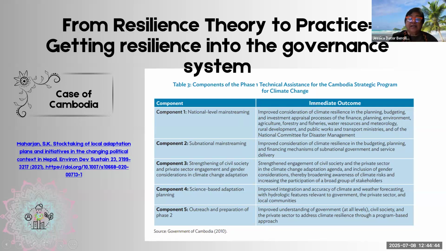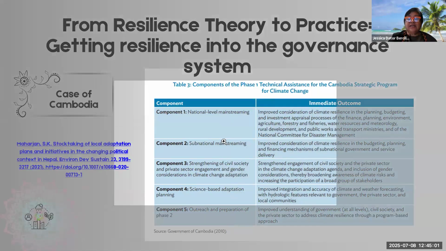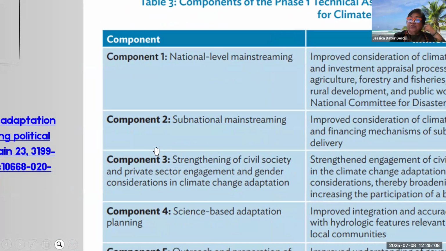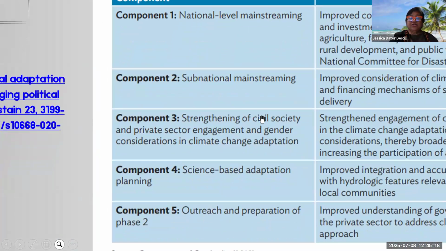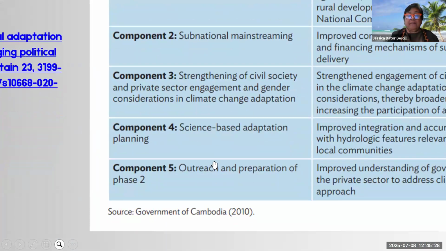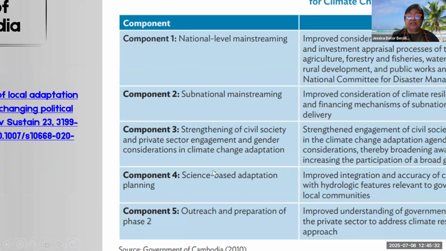So in the case of Cambodia, they did it in the project level mode, with donor agencies and with those who support the work in Cambodia. So again, if I may increase this, this is one of the programs that were supported by a donor agency or a financial institution: national level mainstreaming, subnational mainstreaming, strengthening of civil society and the private sector, science-based adaptation planning, and then outreach. So this was the earlier modality in the case of Cambodia.